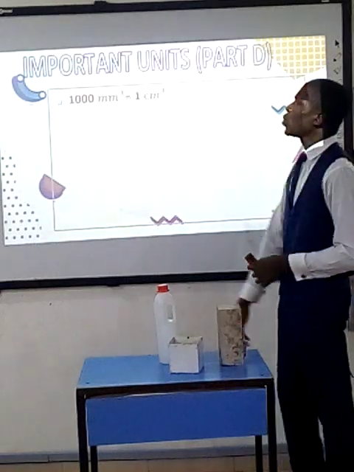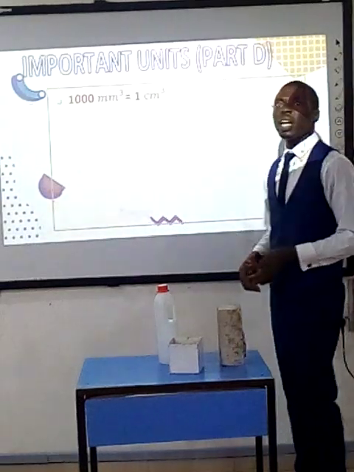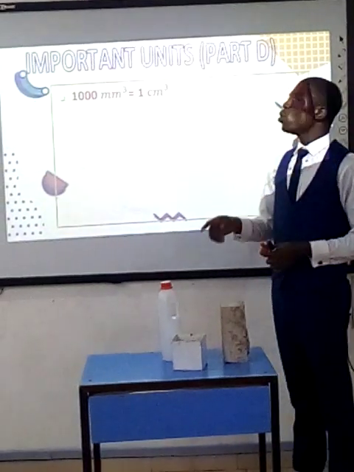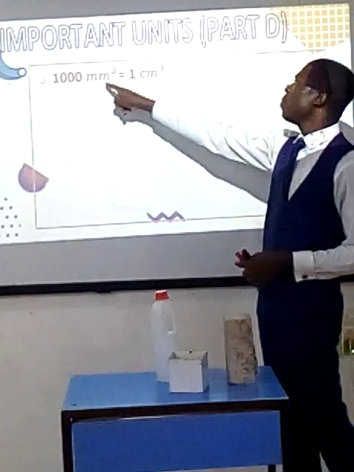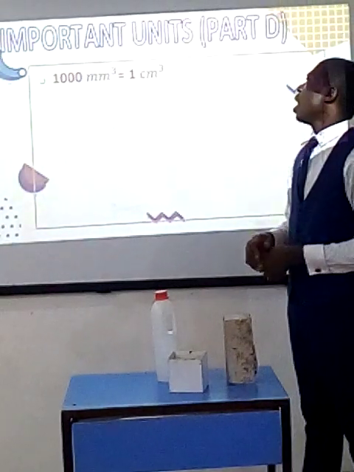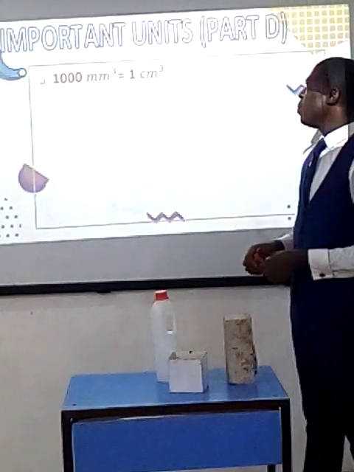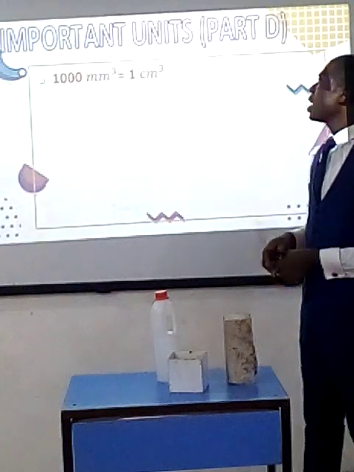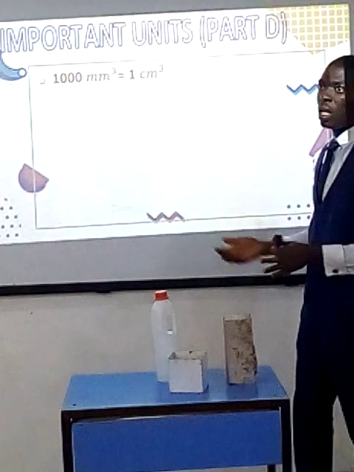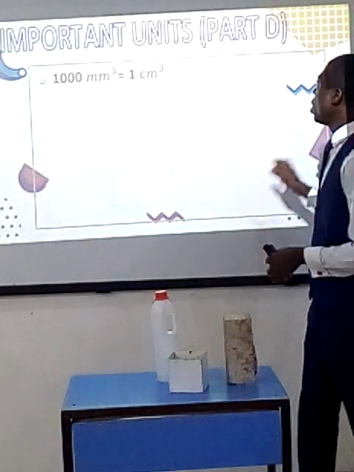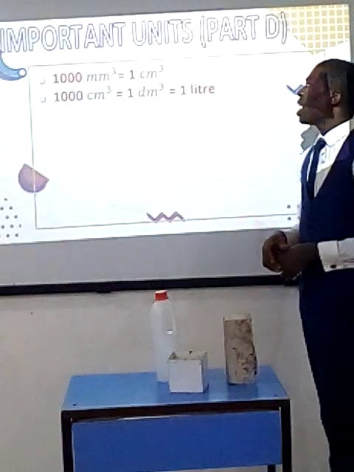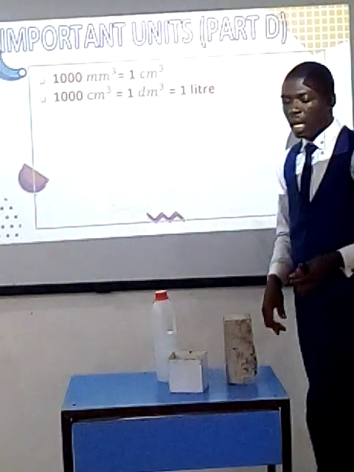So we have 1000 cubic millimeters is equal to 1 cubic centimeter. This mm raised to the power 3 is read as cubic millimeter, and cm raised to the power 3 is read as centimeter cube, or you say cubic centimeters. Now, 1000 cubic centimeters make 1 cubic decimeter.